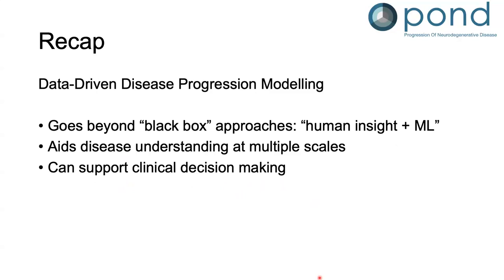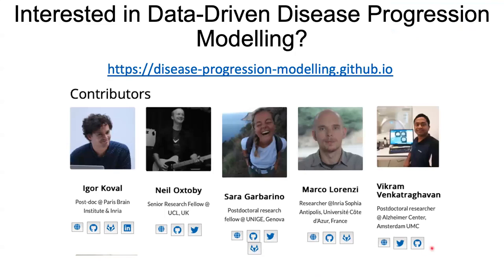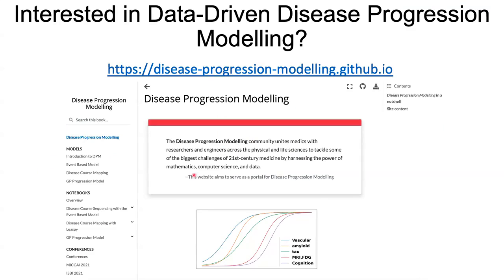And just a little plug to wrap up then, if you are interested in trying this stuff out, where myself and colleagues are advocates for open science and education. So we put together this resource called Disease Progression Modeling. I did this together with Igor Koval, Sara Garbarino, Marco Lorenzi, and Vikram Venkataravan a few years ago. And this includes examples for a few different models invented by most of these guys, and some background reading as well if you're interested. It looks a little bit like this, and some of the notebooks you can even run on Google Colab if you don't have the resources to do it yourself. None of them require GPUs anyway.